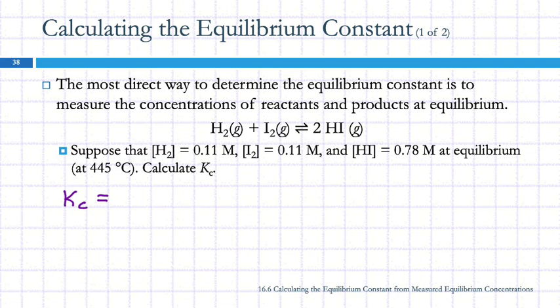So this is going to be the concentration of HI squared divided by the concentration of H2 times I2. Showing your work actually saves you time in the long run.